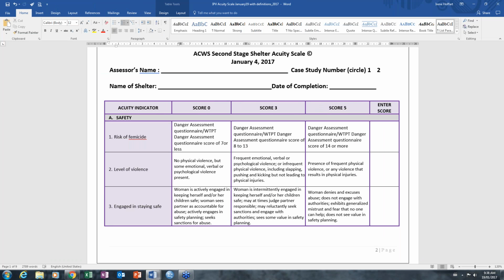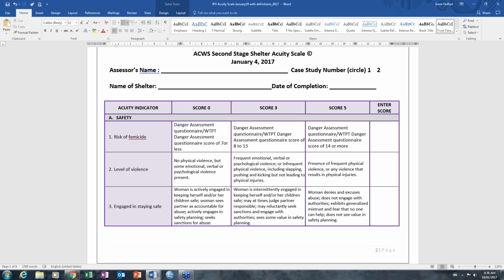So, Susan, did you have anything to add about the risk of femicide score? Only to stress how important it is to use the danger assessment, and just to reinforce that all shelter directors agreed that using the danger assessment would be an important part of this project. And so I can't stress that enough, how important it is.